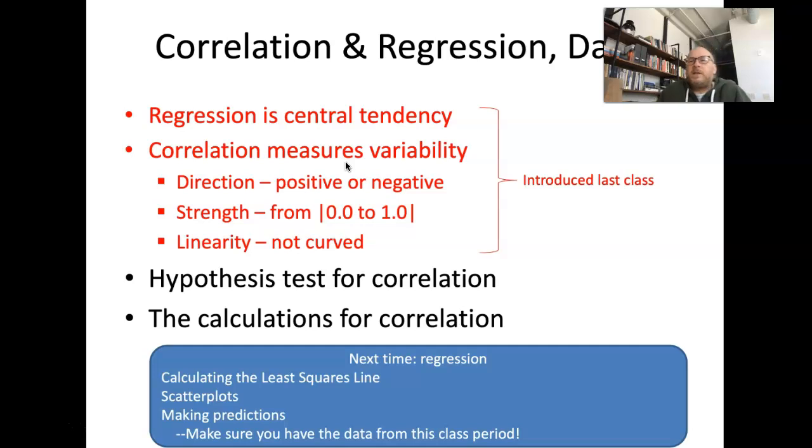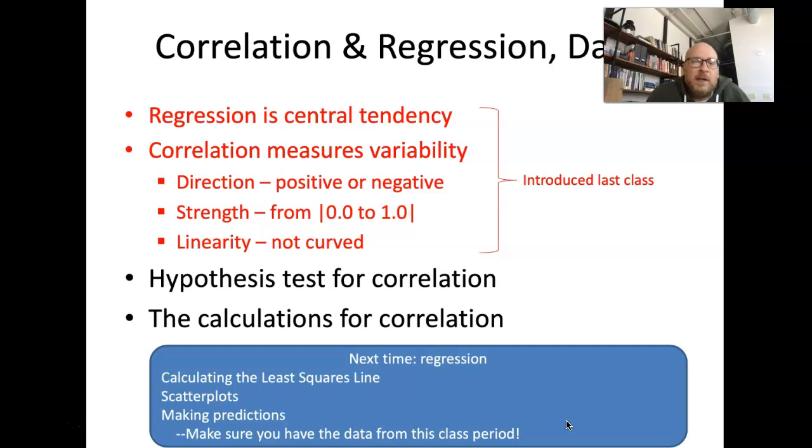All right, so here's the summary. Today, I added the hypothesis test for correlation and the calculations you need. So we've added this to what we learned last time. But notice we have not gotten to regression yet. So next time we will do that. We'll calculate what's called the least squares regression line. We'll actually create a scatter plot. We'll make predictions based on that.